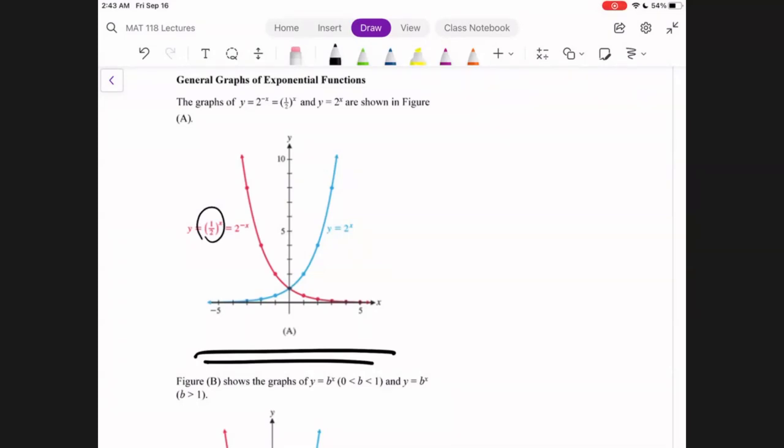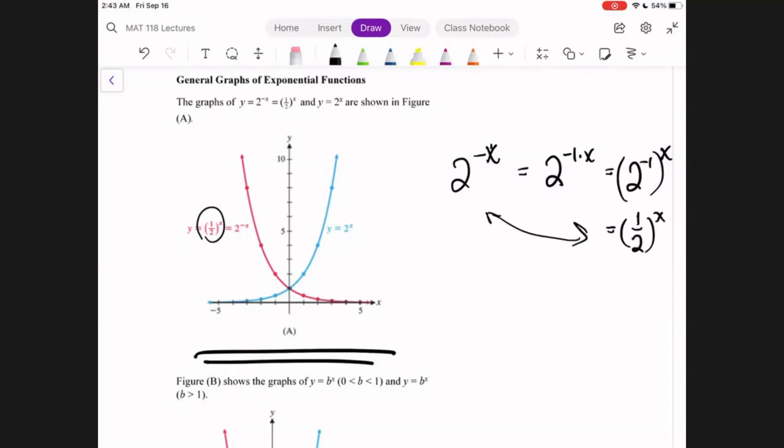Okay. So how they do that, in case you're curious, 2 to the minus x, I can write this using some properties of exponents. 2 to the -1 times x. This will be 2 to the -1 all raised to the x. And then 2 to the -1 is 1/2. And that's how they kind of say these two are the same thing. Okay.